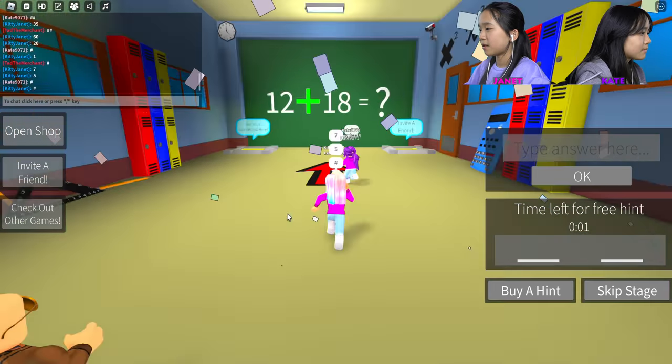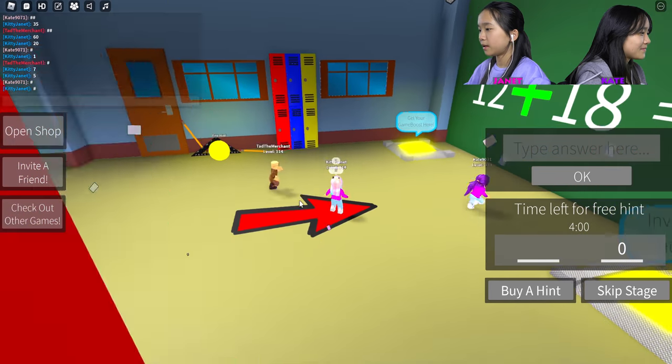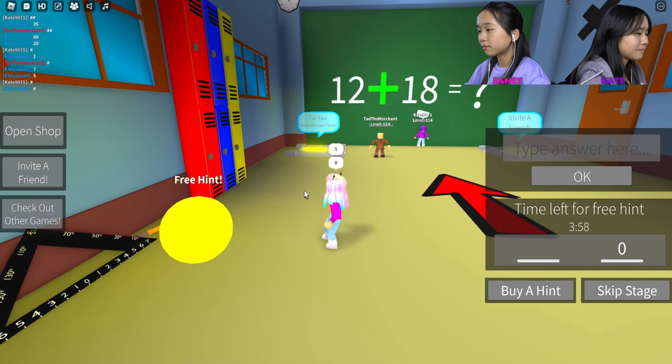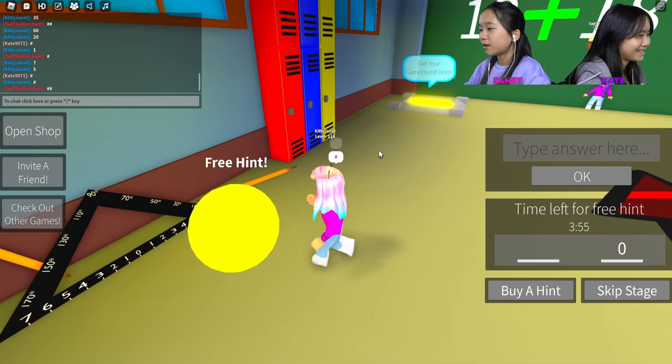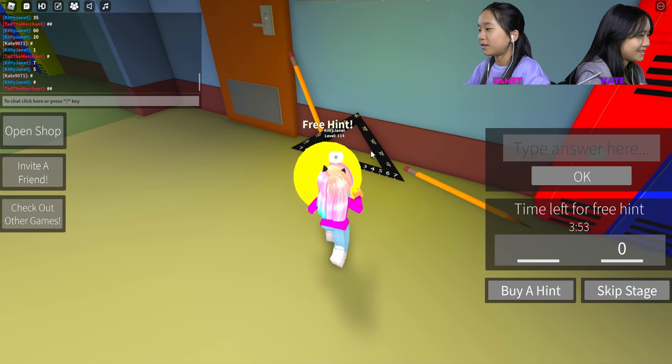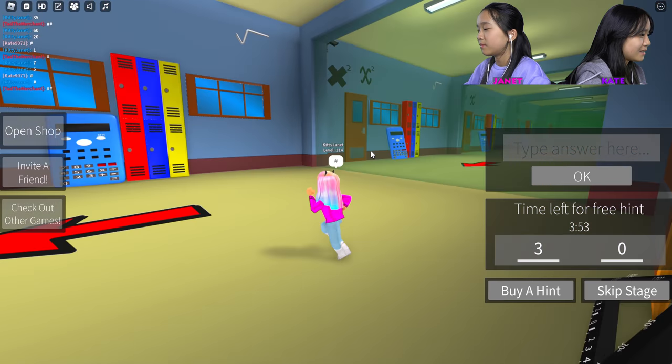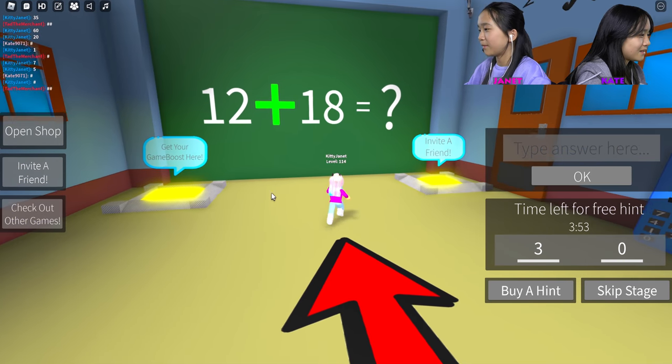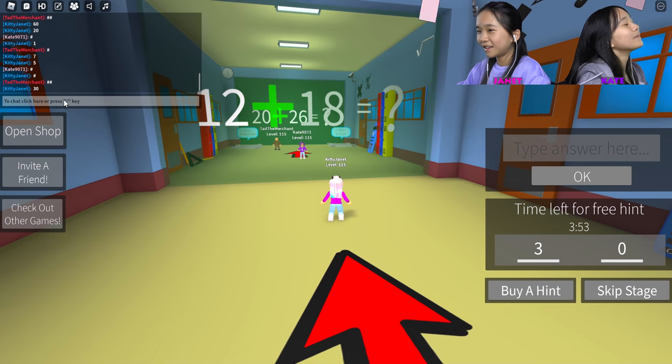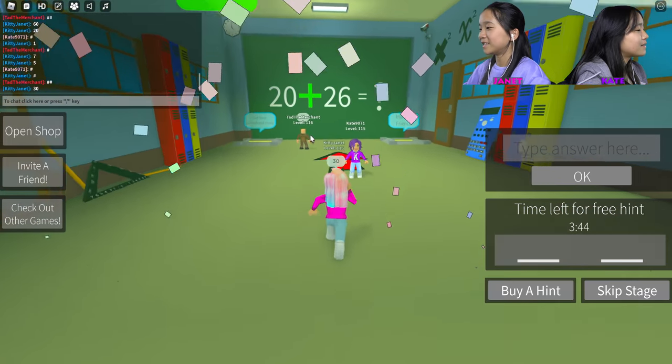Yeah. Tad's question. 12 plus 18 equals something. We did this one already. And I want to see what happens if I use this for hints, so I'm going to use it. What is it? Oh my gosh, it gives me the answer. That's it? Yeah. Are you serious? Oh my gosh. I just wanted to know because I saw it fall down one time and I didn't know what it did.